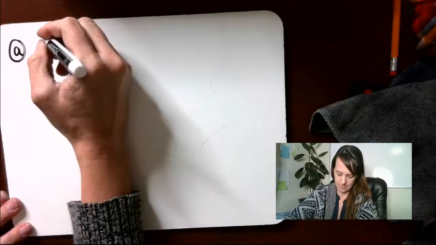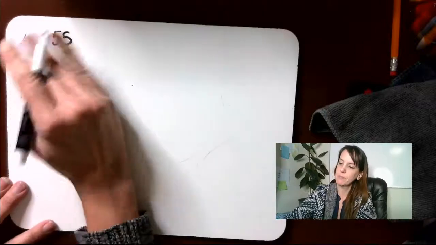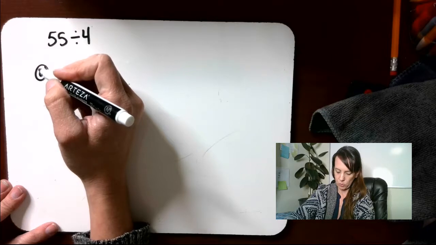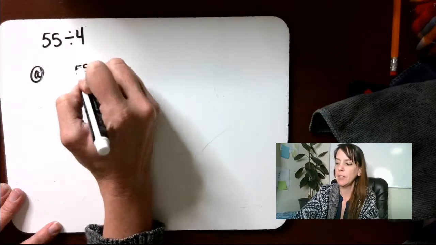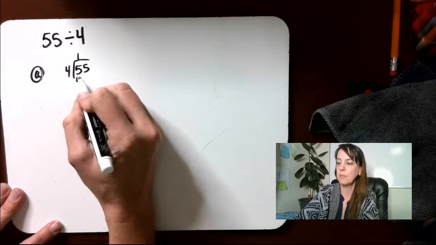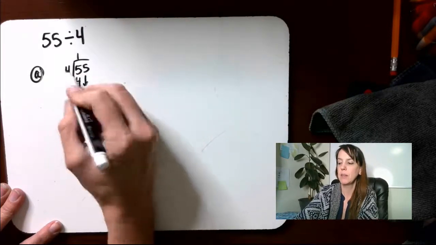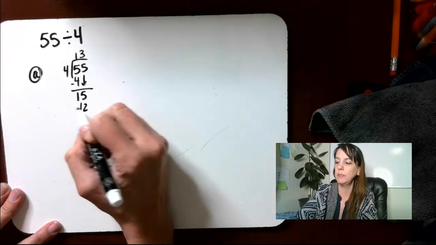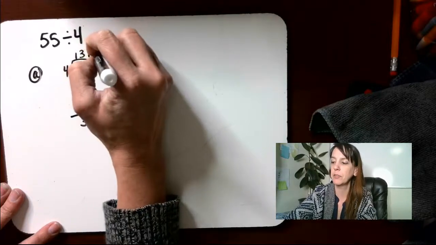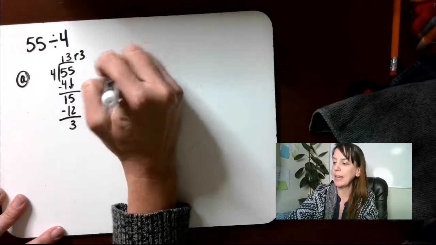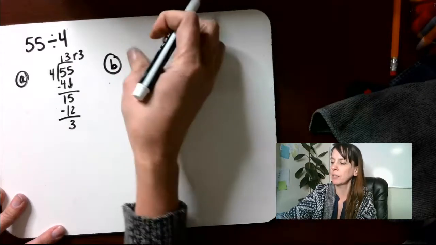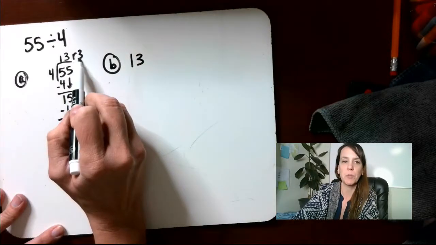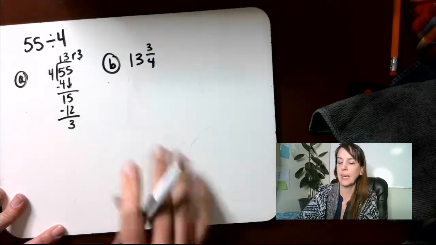So A, divide 55 divided by 4 and write the answer with a remainder. So 55 divided by 4 goes in 1 time, minus, bring down the 5. 4 goes into 15 3 times. 3 times 4 is 12, minus, with a remainder of 3. Now, if we're gonna write that as a mixed number, we don't have to do all the division again, right? It's just gonna be 13 with the remainder 3 over 4, like that.